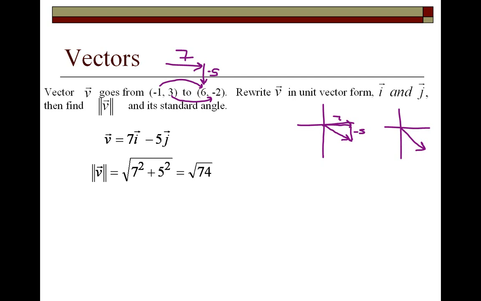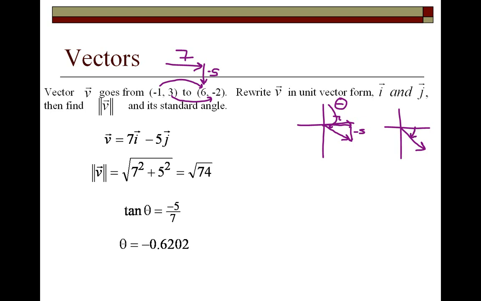The angle, well, if this angle in here is theta, then opposite over adjacent is -5/7. That's tangent. So tangent of theta is equal to -5/7. Just do inverse tangent on your calculator, and you will find that theta is equal to -0.6202, which makes sense because I'm going to be going from the x-axis backwards.